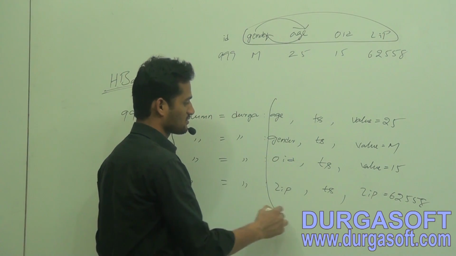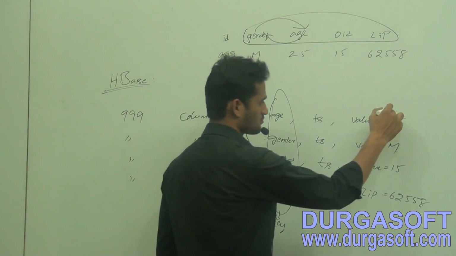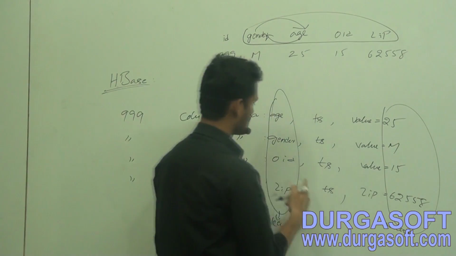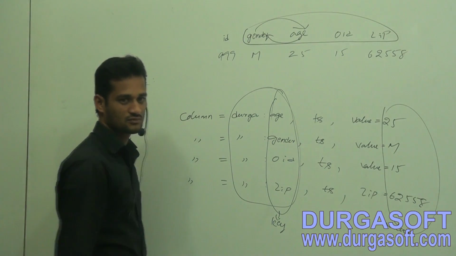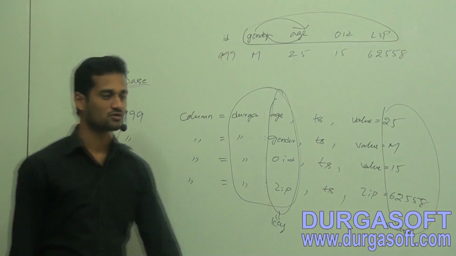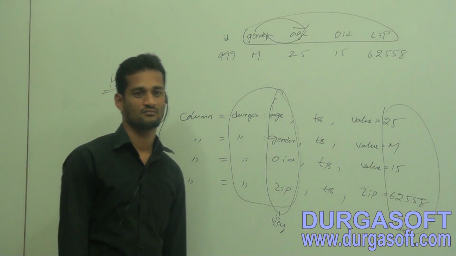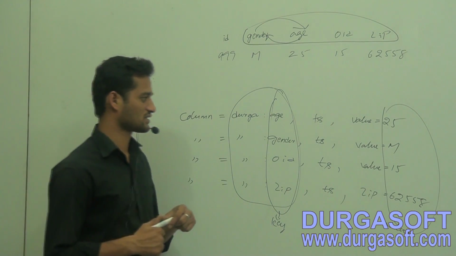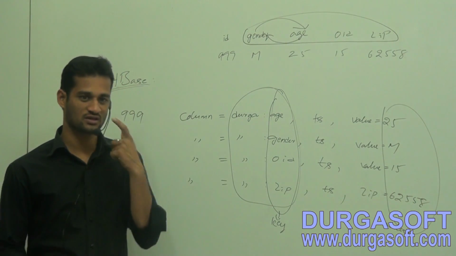These are all keys, right or wrong? These are all what? Not only this, this is also a key. Both of them are keys. And this is actually the value. So for 999, what is gender? For 999, what is gender? Male. For 999, what is occupation ID?